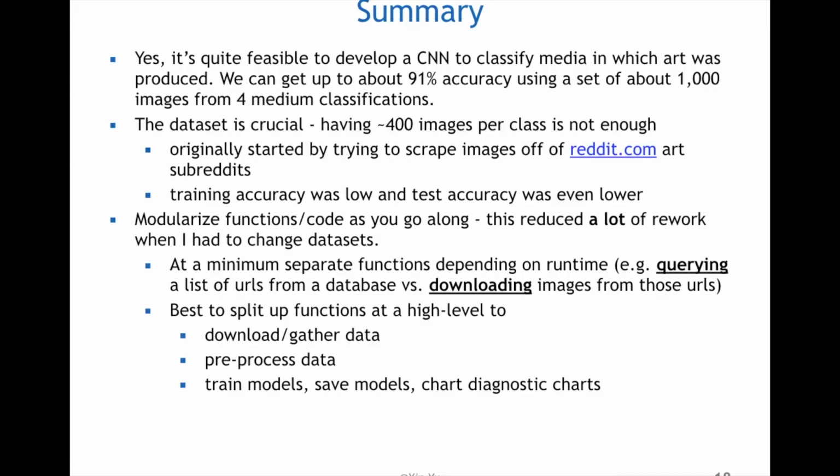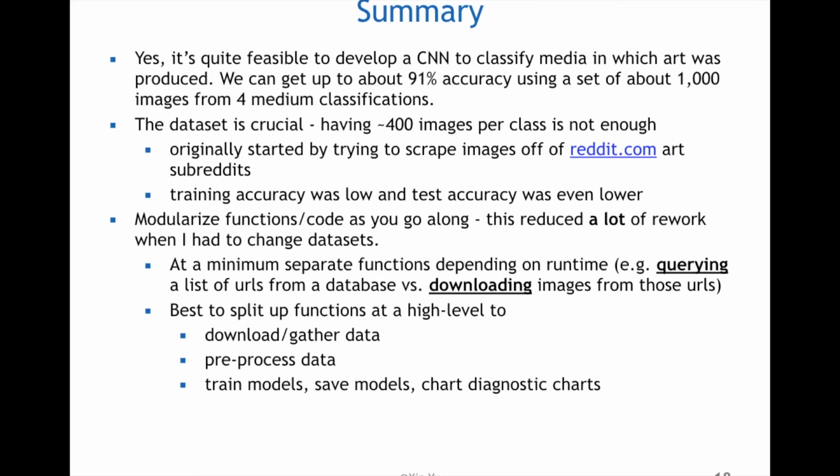So in summary, it's quite feasible to develop a CNN to classify art media, and we can get pretty good accuracy of about 91% using a set of about 4,000 images, 1,000 from each art medium.